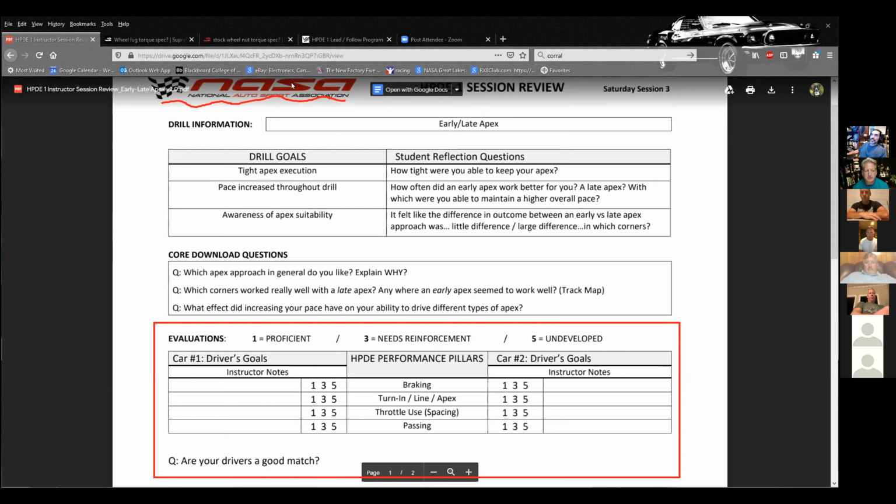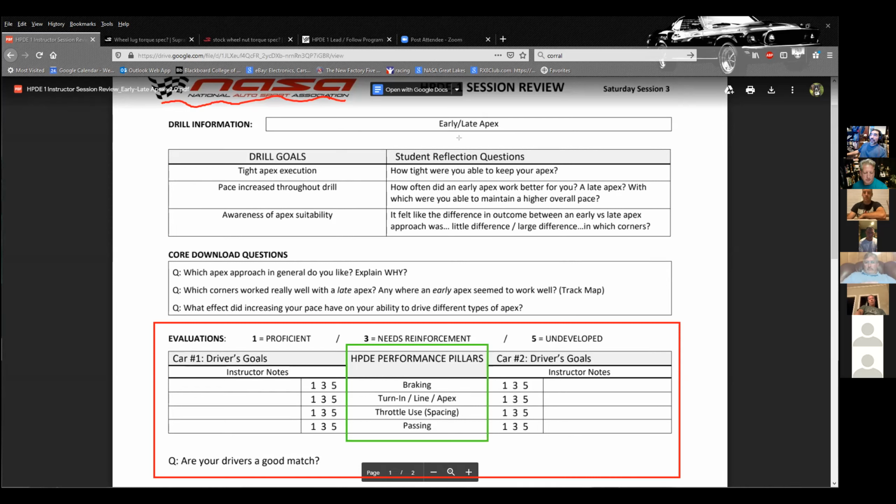stuff that is not specific to the drill. This is stuff that is always in play. You probably recognize these as the pillars. This is evaluation, a carryover from the way we've done things before, because of course they're always learning about their braking. They're always trying to improve their line. They're always trying to improve their throttle use, and they're always trying to get better and more efficient at passing. So this stuff is constant growth, constant development that we're always picking away at.